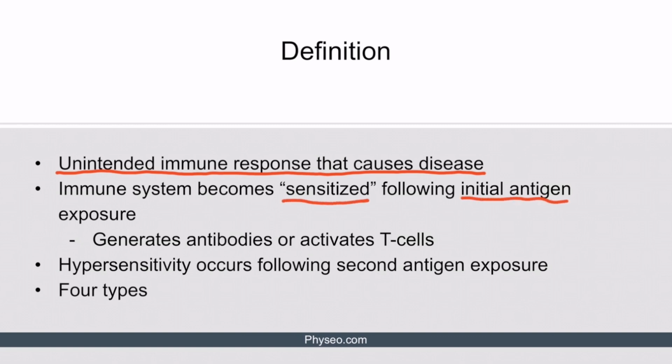an initial antigen exposure. This allows the immune system to generate antibodies or activate T cells. Once the patient becomes exposed the second time, these antibodies or T cells mount an unintended immune response, resulting in a hypersensitivity reaction. So hypersensitivity occurs following second antigen exposure. There are 4 types of hypersensitivity reactions, which we'll discuss now.